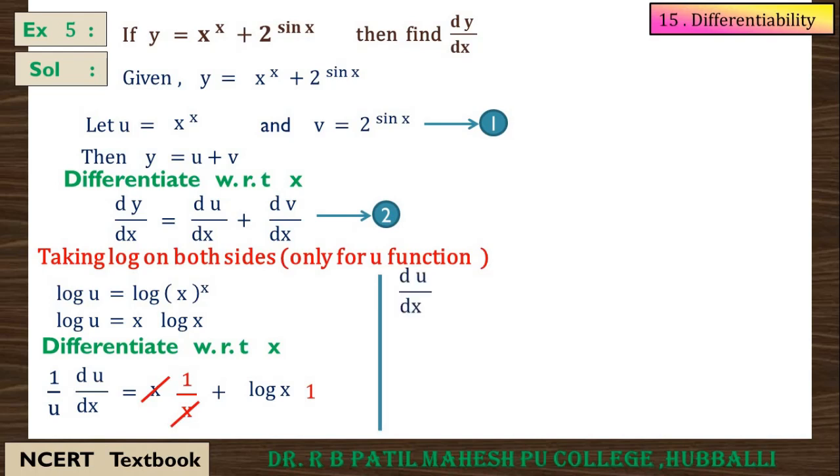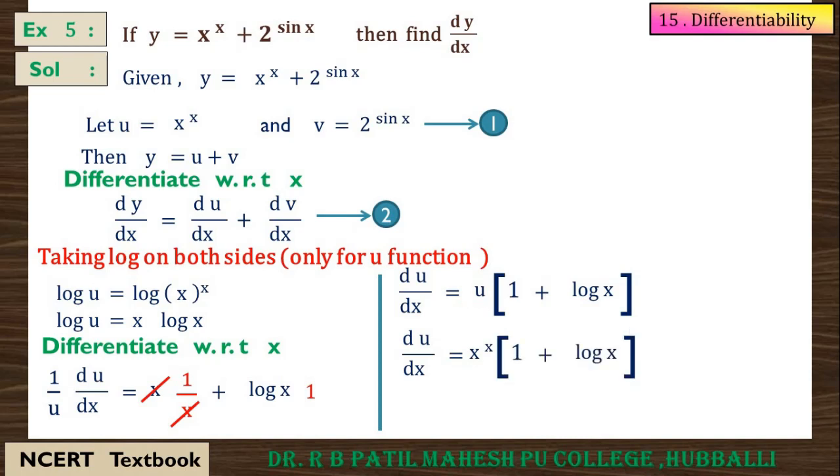Okay, so du by dx you will get u into bracket 1 plus log x, and u substitution from the consideration, so it becomes x raised to x into bracket 1 plus log x. So this is equation 3. So this is the du by dx function answer.